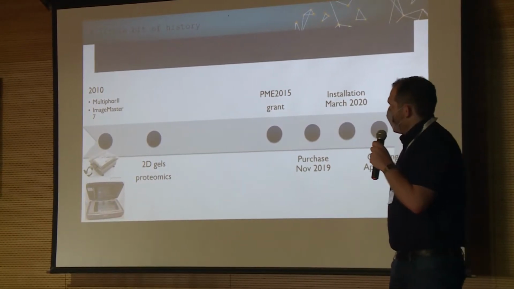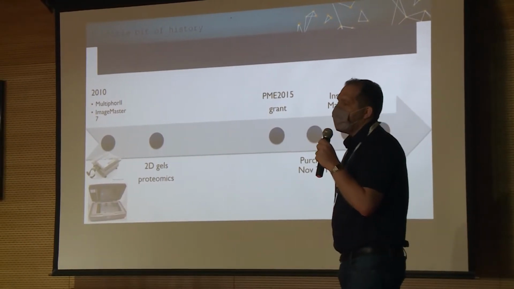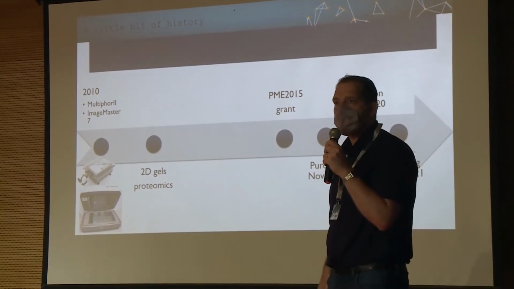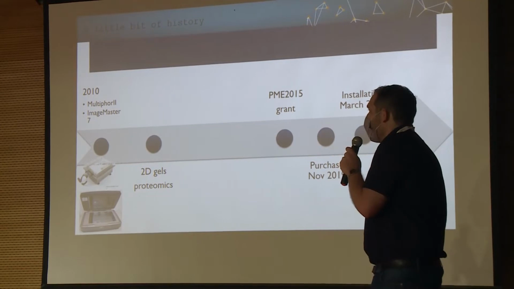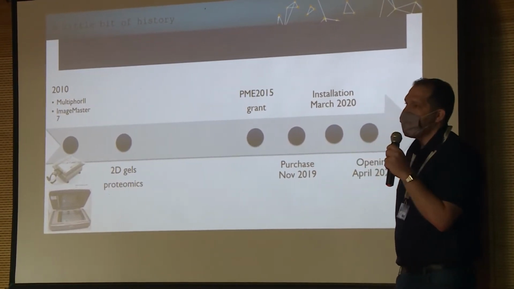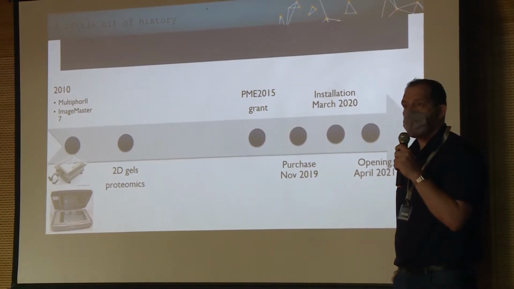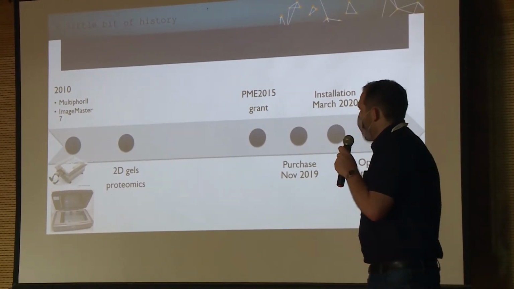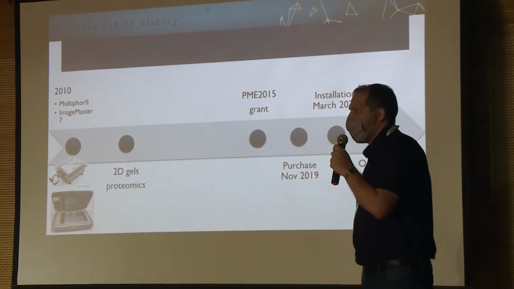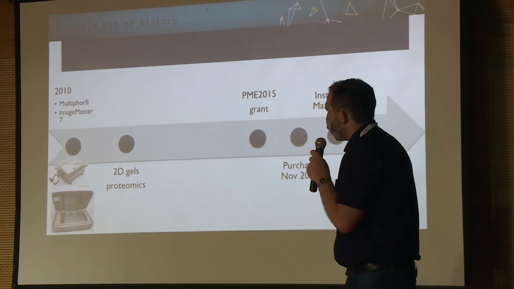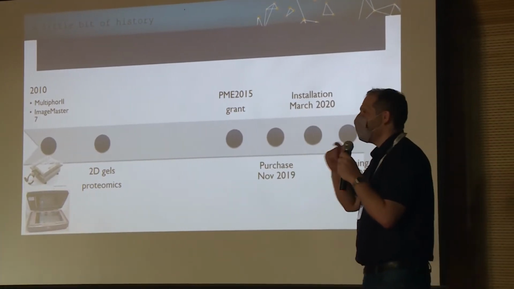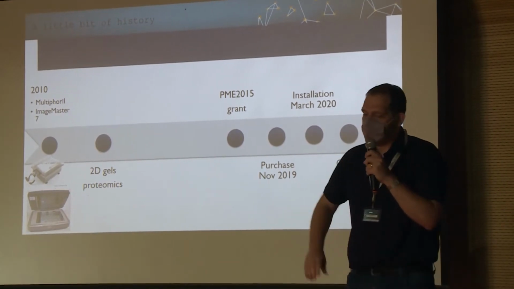So in 2010, we had the idea to run these complexes in native electrophoresis. And we acquired at that time a Multiphor, an equipment for making 2D gels and isoelectrofocusing. We were going to make native gels and blue native gels, but we never did them. Yes, it's still on plan.